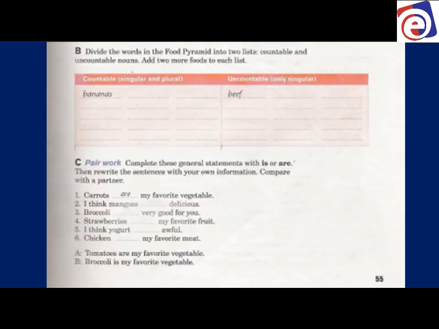All right? And so that's just a review. And now finally, let's look at page 55 at the bottom. Carrots are my favorite vegetable. Okay, your homework assignment is to complete the sentence. I want you to write it. There's 6 sentences, and I want you to write these 6 sentences and use the proper verb, is or are.